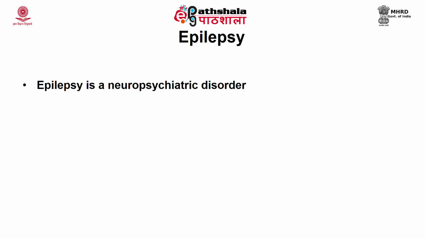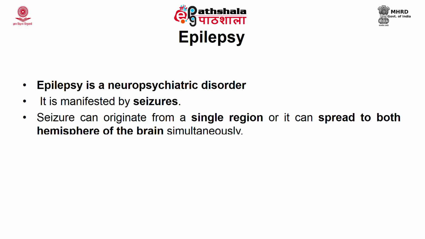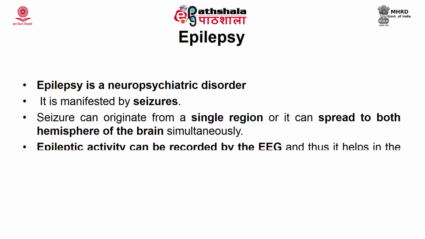Epilepsy is a neuropsychiatric disorder. It is manifested by seizures. Seizures can originate from a single region or they may spread to both hemispheres of the brain. Epileptic activity in the brain can be recorded by EEG. Now that helps in proper diagnosis of the disease.